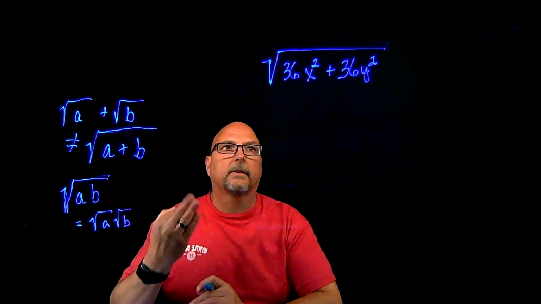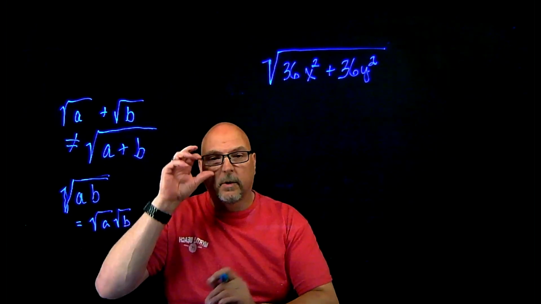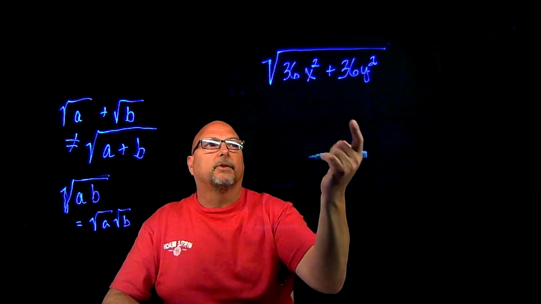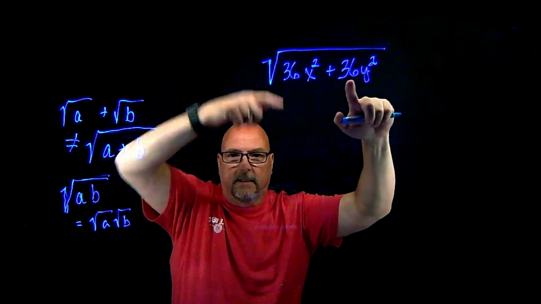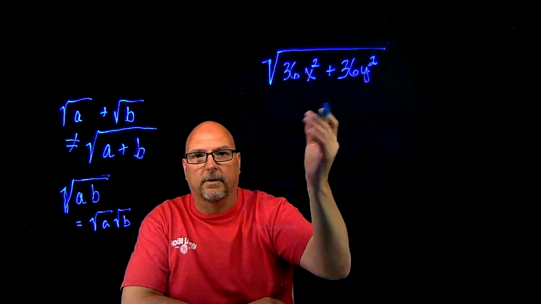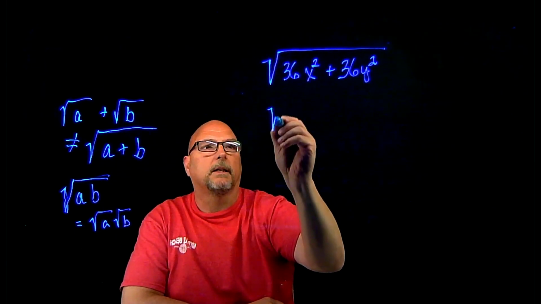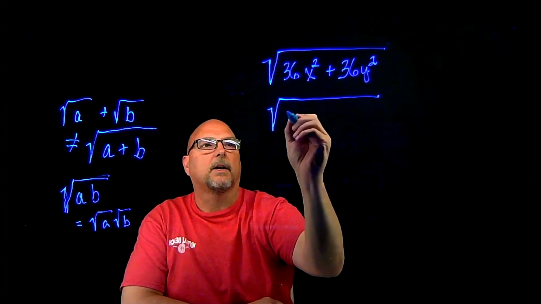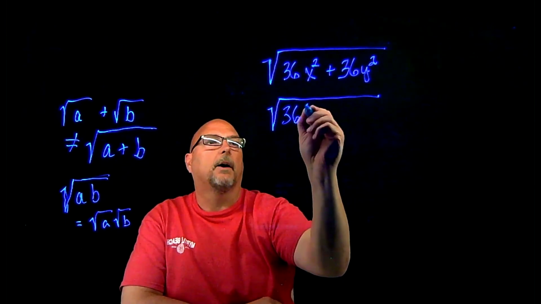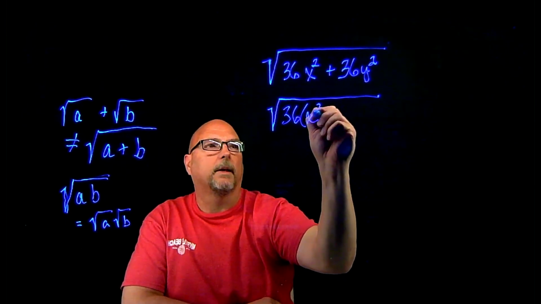All right, so here's the third example. Sometimes you'll have a binomial expression in the radicand. So what I do notice is I see a 36 there, which makes me think of square root of 36, which would be 6. So I'm going to start by factoring that 36 out of that binomial expression.